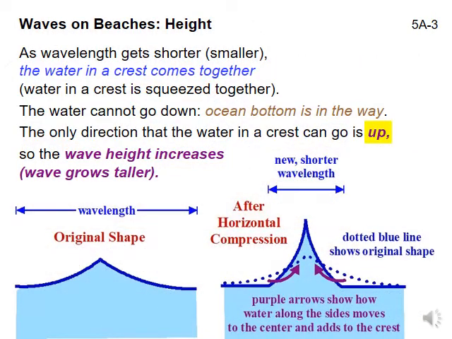Slide 3. The reduction of the wavelength squeezes or compresses the water in the wave crests horizontally. The water being squeezed together from both sides cannot go down, because the ocean is getting shallower as the wave approaches the shore, so the water goes in the only direction it can, up. This is why waves grow larger at a beach.